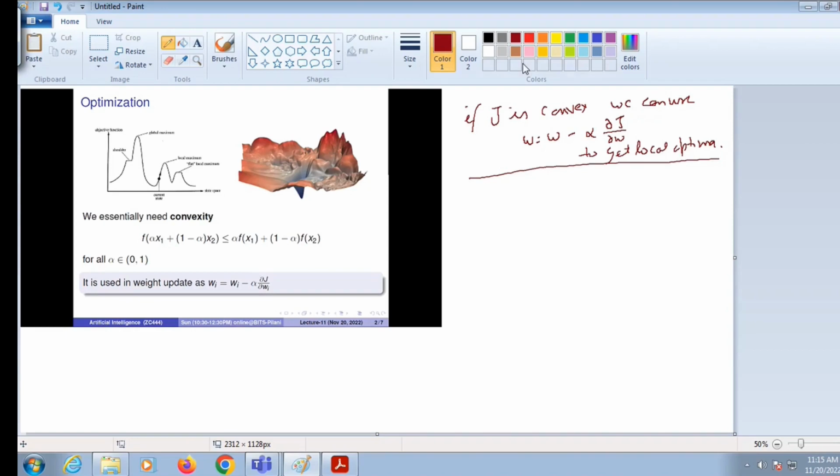Now, if J is convex or F is convex, the function is convex. Actually, this is why I'm writing J: as F is also here, I don't want to confuse you. J is just a name of a function; J is F in our case. If J, that is a function, is convex, we can use this way to get the local optima. Optima of what? Of J(W). Ultimately, you want to find out what is the value of J for a given W.